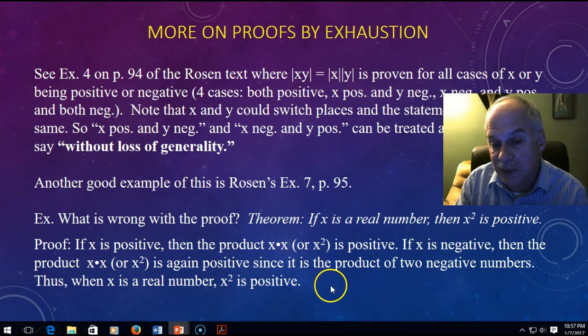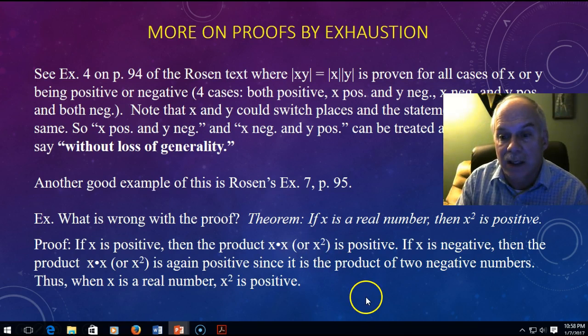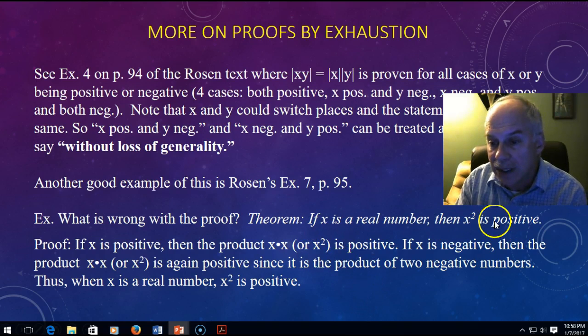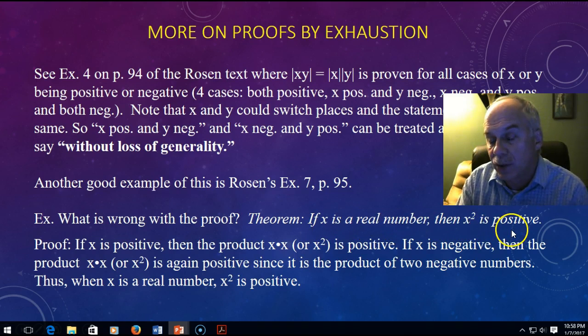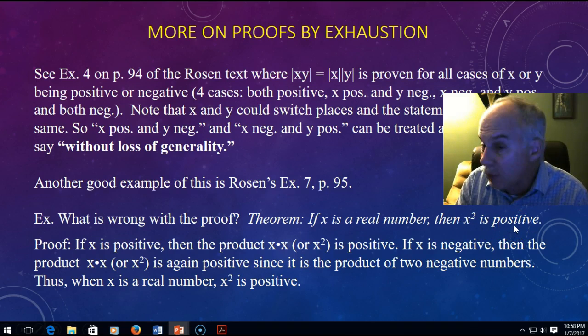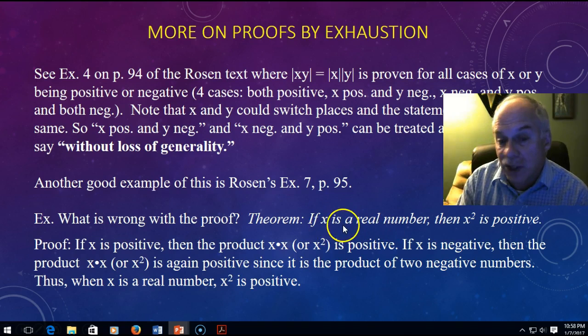And so if x was 0, then we'd have 0 times 0, which is 0. So it's not true that whenever x is a real number, then x squared is positive, because if x was 0, then it's 0, not positive. Now, if you change the conjecture to if x is a non-zero real number, then it would be true that x squared is positive.